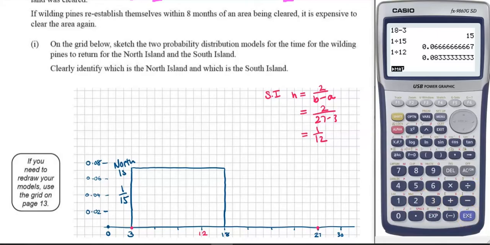So let's take that height up. The height will happen at 12, so it'll have a peak at 12 with a height of 1/12. So we're taking that up to 0.083, which is around about here, and then a straight line down to 3. Let me try to get this one, straight line down to 27, and we will pop in there that the height was equal to 1/12. So this is South Island.